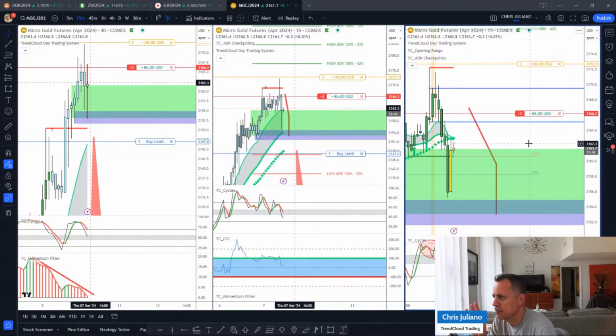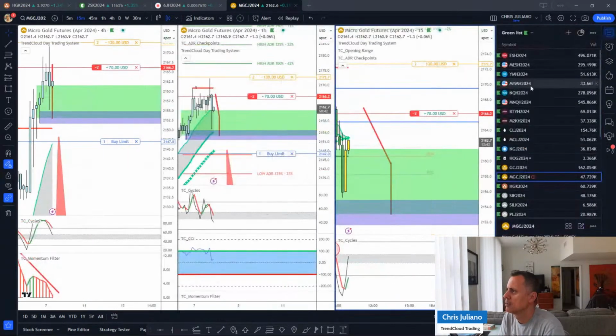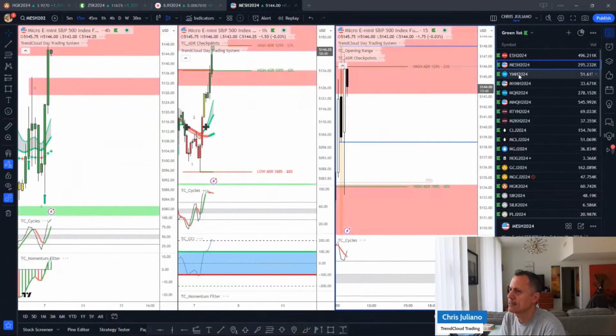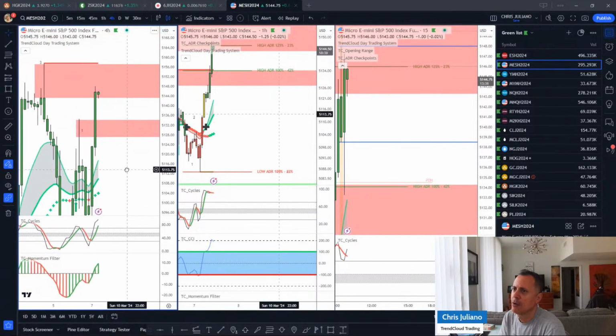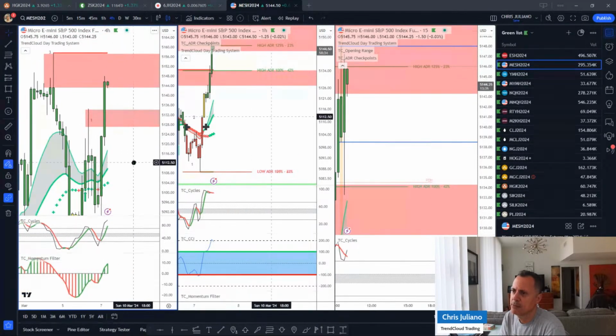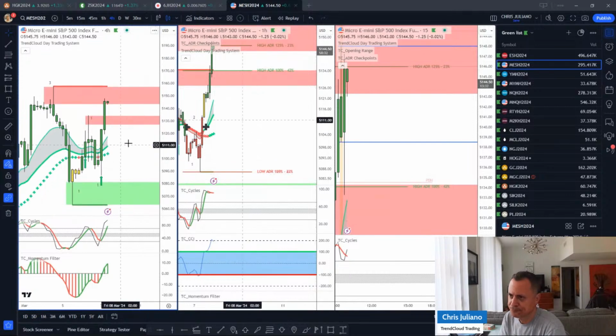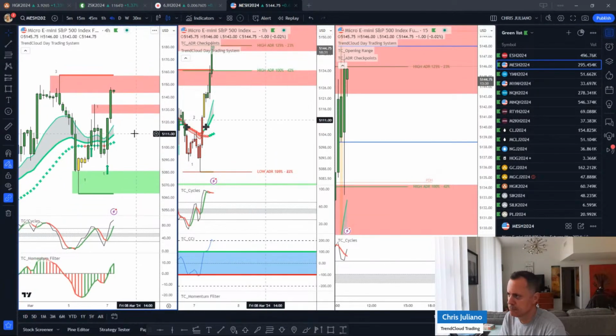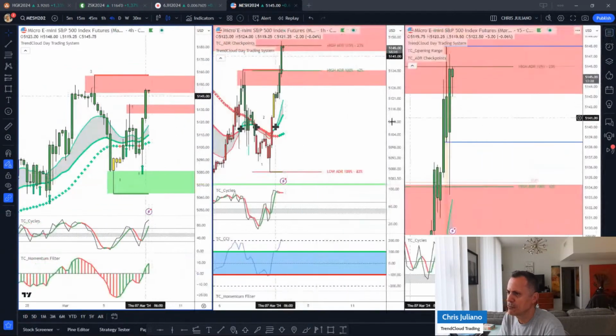But unfortunately, we couldn't really get to a lot of different things. We'll take a quick look at, okay, so here's the micro S&P. Micro S&P really going sideways here. The big takeaway from the micro S&P, look at this 4-hour chart, guys.